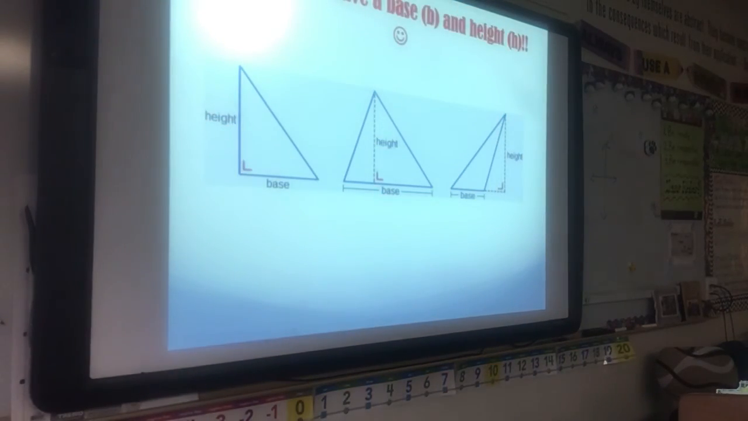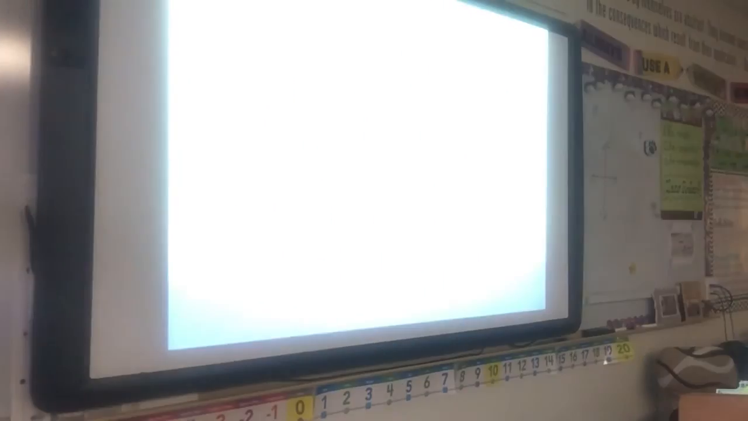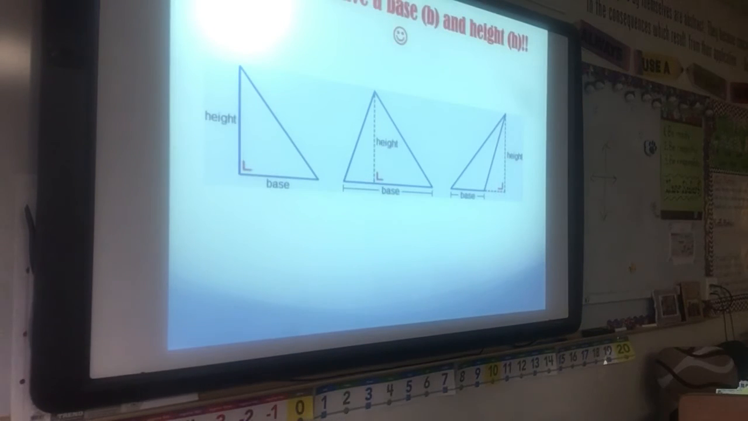Just like here, I decided to make the base here and my height's out here, invisible. But what if I decided to make my base here? If I made this my base, where's my height in this triangle? Yeah, middle, straight down. I've changed it to look like that. You can find the base and height in different places. It just depends on where they tell you. So this one tells us the base is AC, so the height has to be BE.